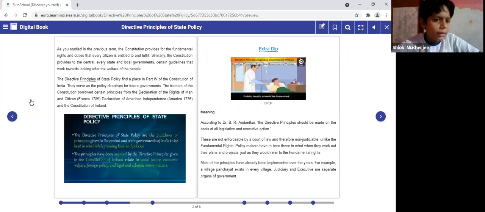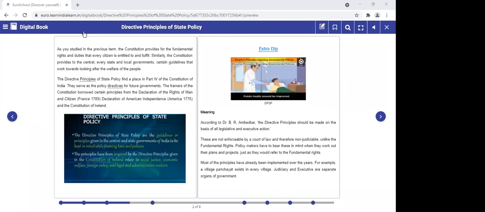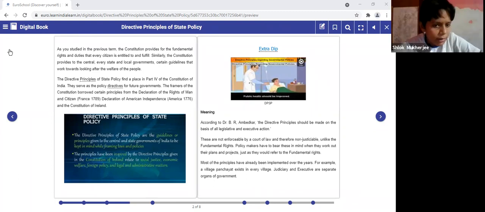As you studied in the previous term, the Constitution provides for the fundamental rights and duties that every citizen is entitled to and must fulfill. Similarly, the Constitution provides to the central, state and local governments certain guidelines that work towards looking after the welfare of the people. The directive principles of state policy find a place in Part 4.